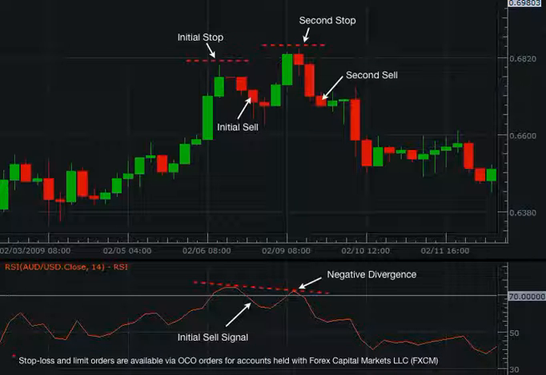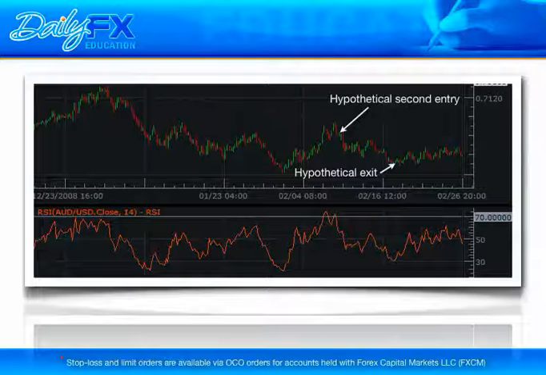And if we zoom back out to a longer term picture of this trade, you can see how the second entry turned out to be a pretty good one. If we closed out as the RSI moved closer to the 30 level, signaling an oversold condition, a profit of around 300 pips was possible in this example.